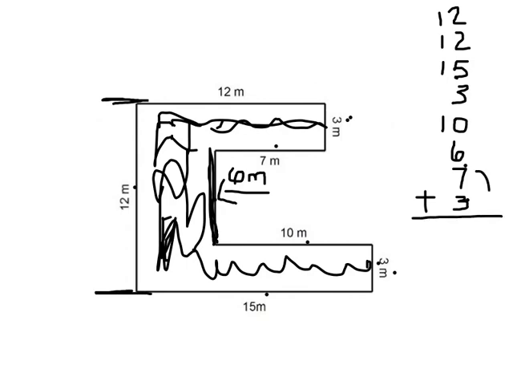I know this is 10, and 9 more is 19, plus 5 is 24, 25, 26, 27, 28. Okay, and then carry the 2 over here, 2, 3, 4, 5, 6. 68 meters is the perimeter. Okay, go to the next slide.